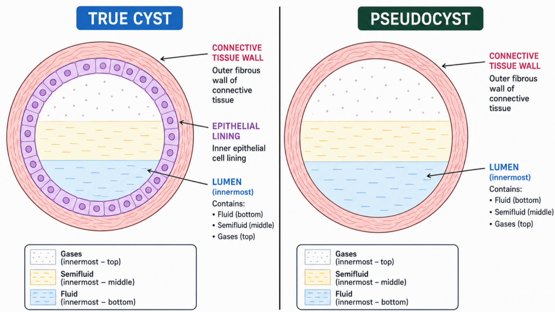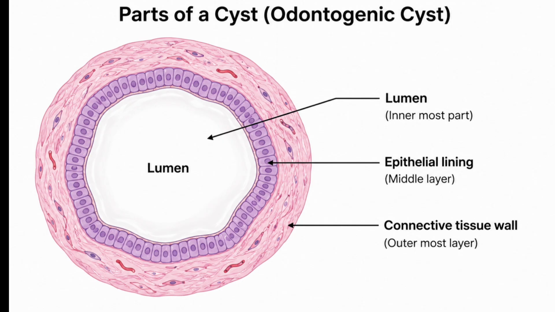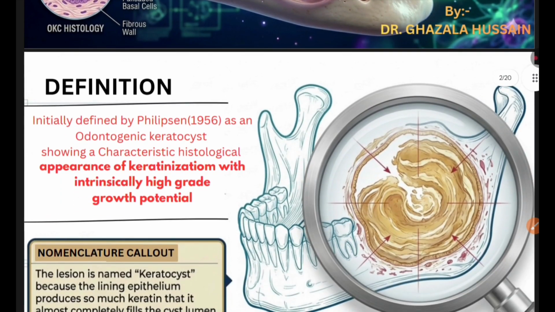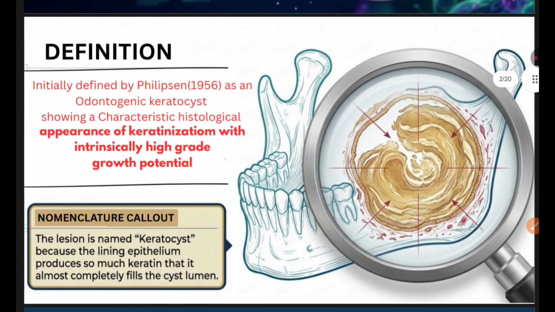So some cysts are lined by epithelium, they are known as the true cyst, whereas some cysts are not lined by epithelium, they are known as the pseudocyst. What are the parts of the cyst? There are three parts of the cyst: lumen, epithelial lining and the connective tissue capsule or the wall. Let's begin with the odontogenic keratocyst.